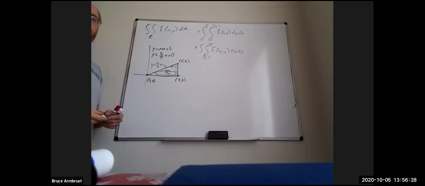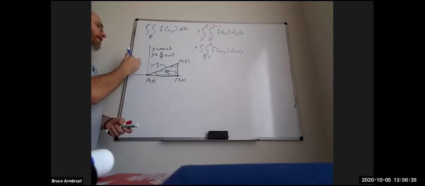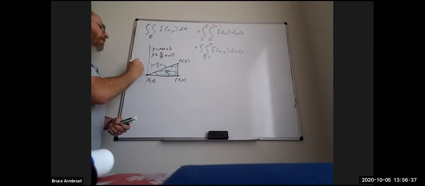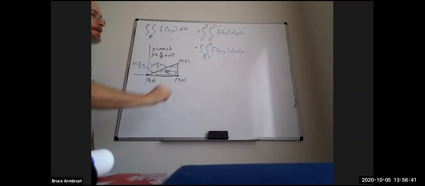Because these are x equals. So you actually have to solve this thing for x. And if you solve it for x, it's x equals 5/2 y. So that's why that's going in as our lower bound.